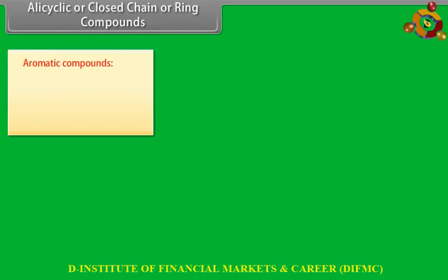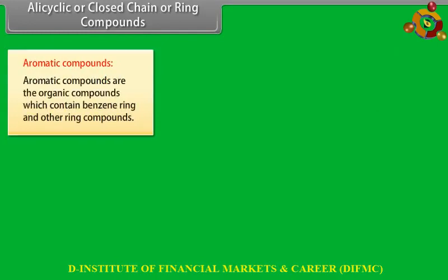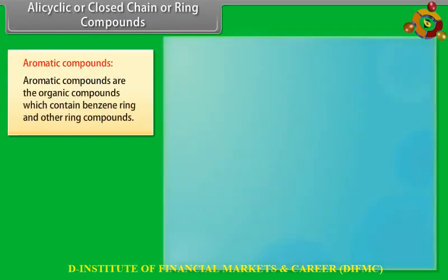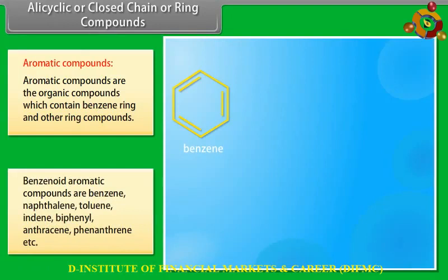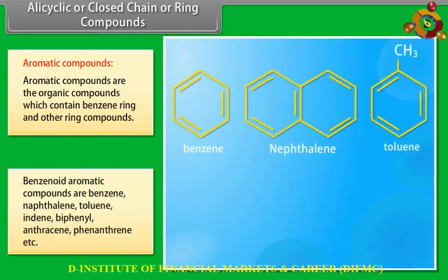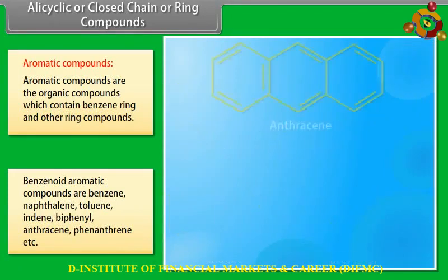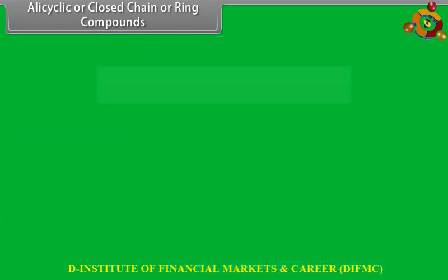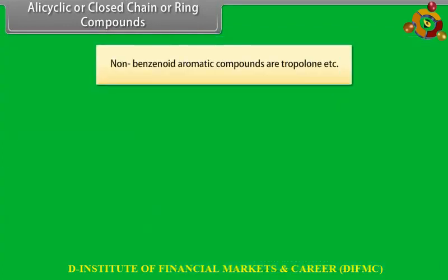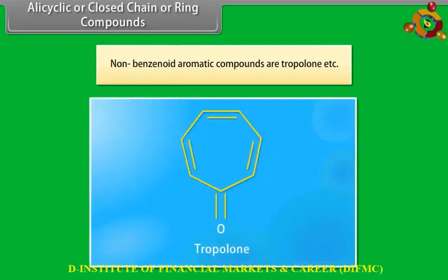Aromatic compounds. Aromatic compounds are the organic compounds which contain benzene ring and other ring compounds. Benzenoid aromatic compounds are benzene, naphthalene, toluene, indene, biphenyl, anthracene, phenanthracene, etc. Non-benzenoid aromatic compounds are tropylene, etc.